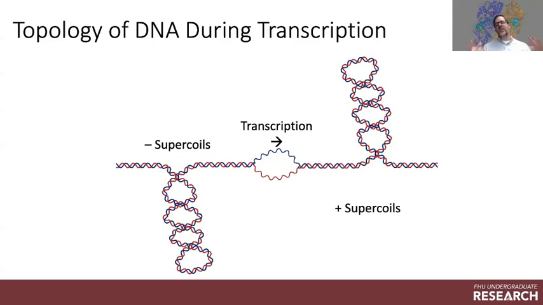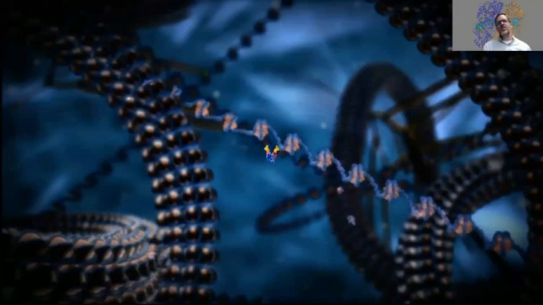Our cells have to alleviate this twisting and turning, or much like the telephone that can't be pulled away from the wall, these processes are going to come to a halt, right? It's going to stop transcription. It's going to stop replication if we can't alleviate these things. We have in our cells enzymes that are designed to do that.